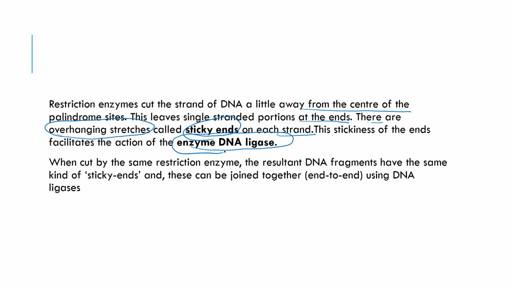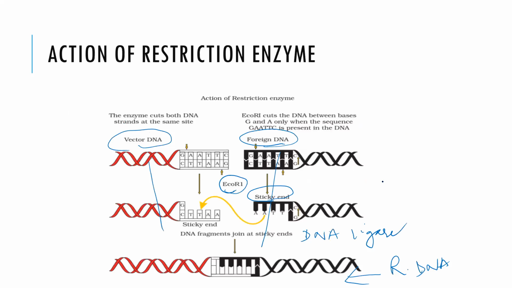When cut by the same restriction enzyme, the resultant DNA fragments have the same kind of sticky ends, and these can be joined together using DNA ligase. So in this case, EcoR1 is used to cut this particular DNA and also this particular DNA. So the same restriction enzyme is used to cut both the DNAs, and it will be easy to ligate these sticky ends because the same restriction enzyme is used.